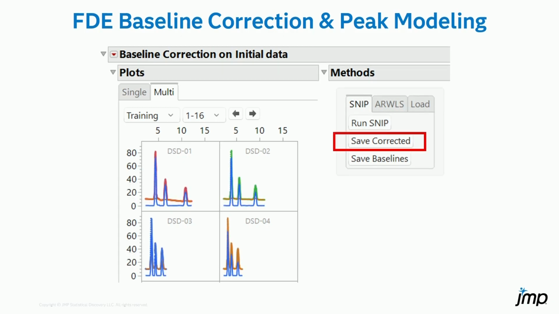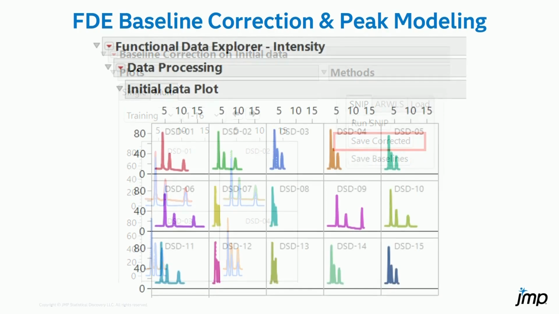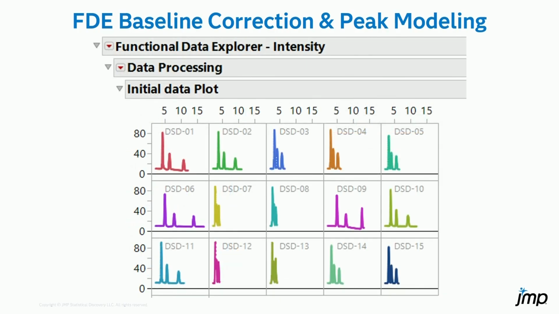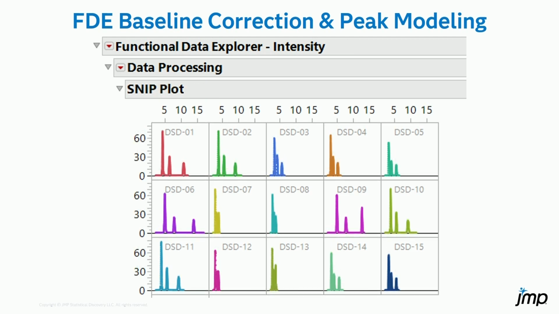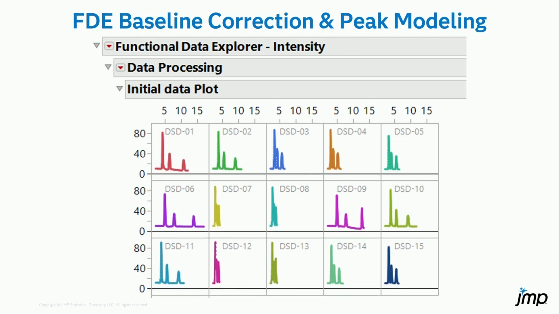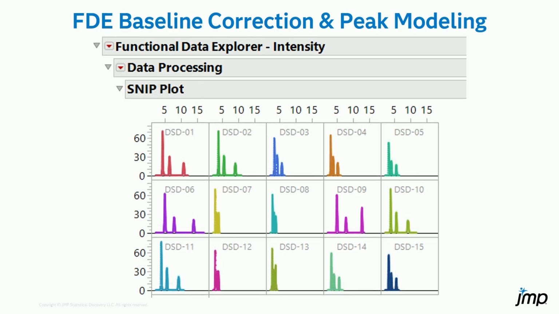So it's removed the baselines. So it's done a good job with that. And then we can save the corrected spectra with that baseline taken out and then analyze the results from there. So we started here and ended up here. So you can visually see that the areas under the curve would have been kind of corrupted had we not taken this baseline out.